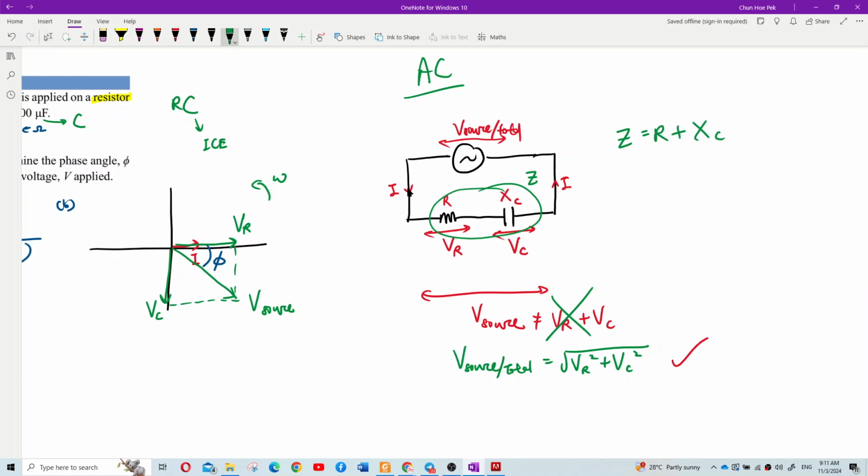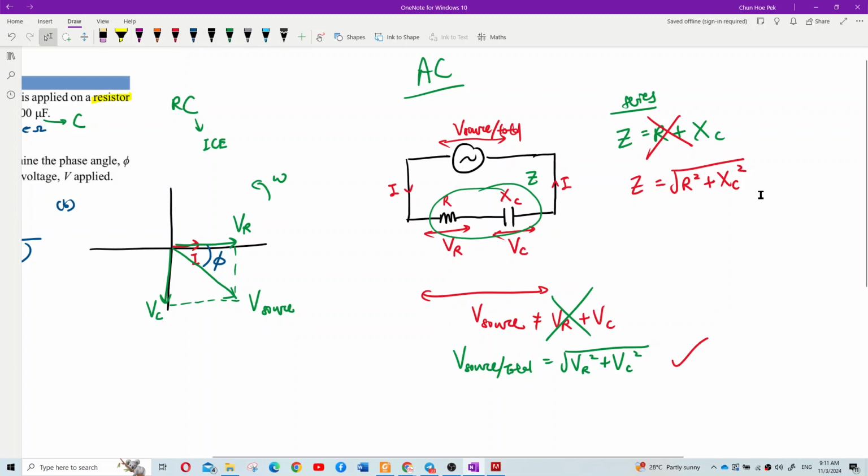XC. Masih ingat tak kamu dulu series circuit? Memang you tambah kan? R tambah XC tambah terus dapat Z kan? Tapi untuk AC circuit, you tak boleh tambah terus. Salah. Untuk dapat Z, dia macam V source juga. Kena buat Pythagoras theorem. Z equal to square root of R square plus XC square. Kena buat ini, kelas.